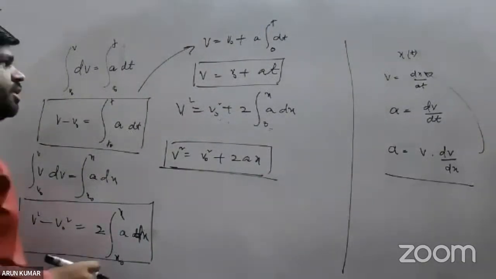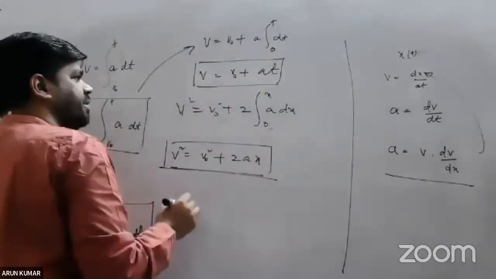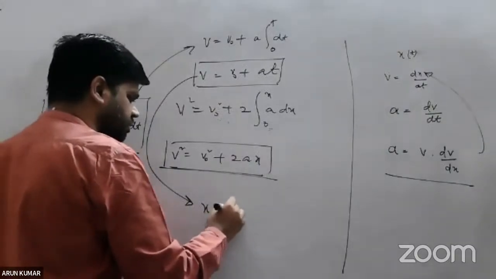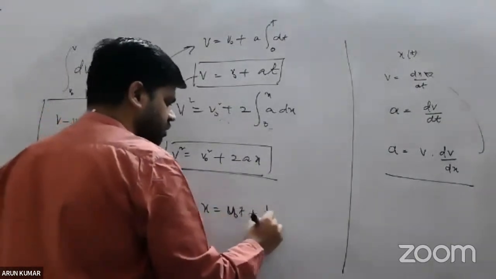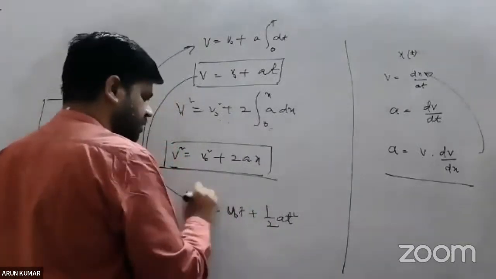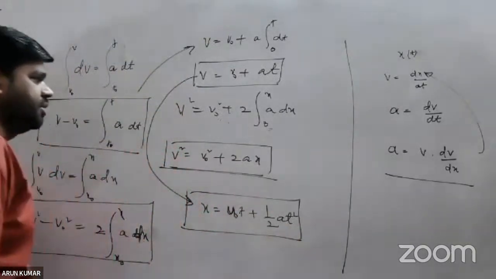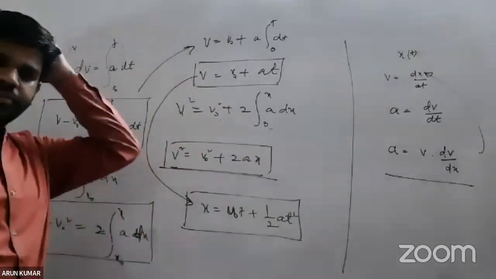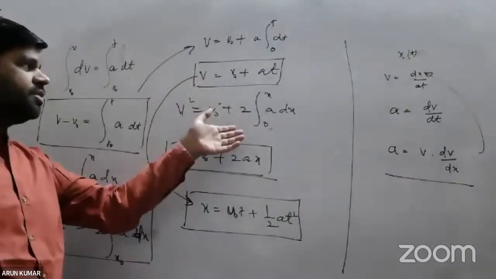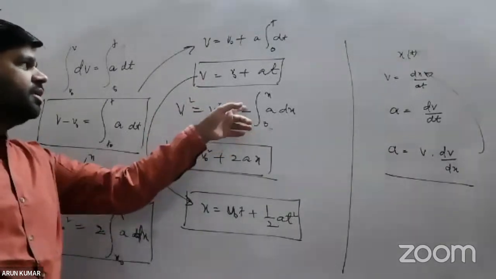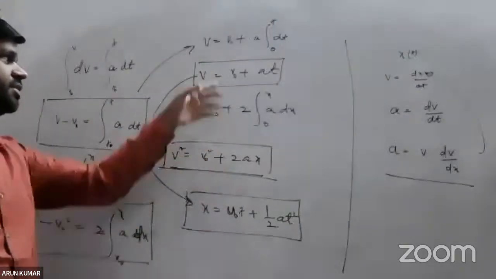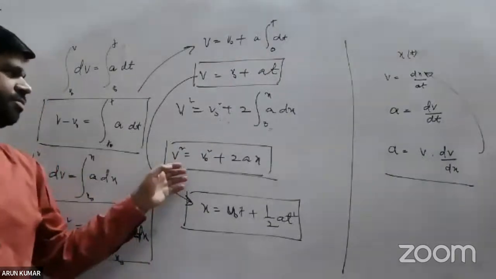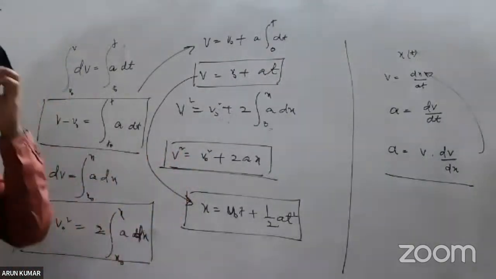Okay. And if I write v as dx by dt, then I'll get x is equal to v naught t plus half at square. Basic kinematic equation. So when the acceleration is constant, we get these from these integrals itself. The variable acceleration becomes constant. If a is constant, then a comes out of the integral. We get constant acceleration equations, which are v equal to u plus at, s equal to ut plus half a t square, and v square minus u square is 2as. Alright, these are the equations we get.